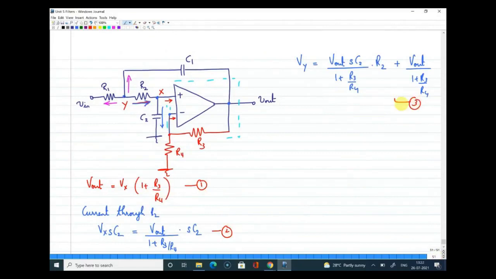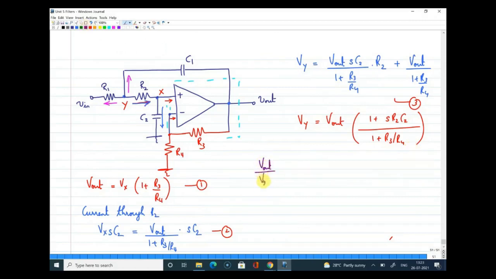If you continue to do this, maybe I'll write one more step here. Vy can be written as, taking Vout common, 1 plus SR2C2 divided by 1 plus R3 by R4. This is the relation between Vy and Vout. And how it will directly contribute in the final expression is, in the numerator you will have a term. So what is that term?